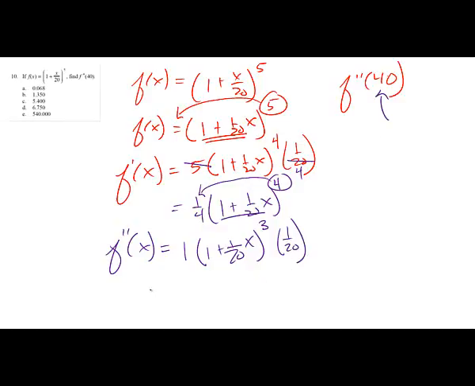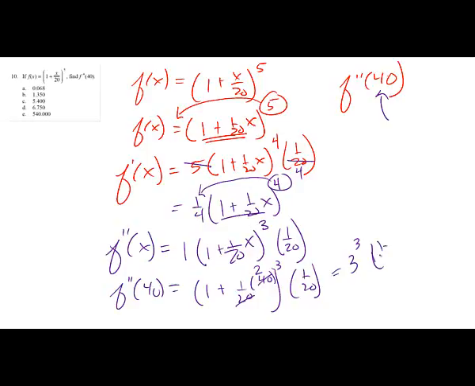I am going to go ahead and plug in my 40 now. Okay, so f double prime of 40 equals, I'm going to drop the 1. 1 plus 1/20th times 40 cubed times 1 over 20. All right, so how many times does 20 go into 40? 2. So what do I have on the inside of that thing? 3 cubed times 1/20th. What's 3 cubed? 8. No. 27 over 20, right? Which I don't think that reduces, does it?